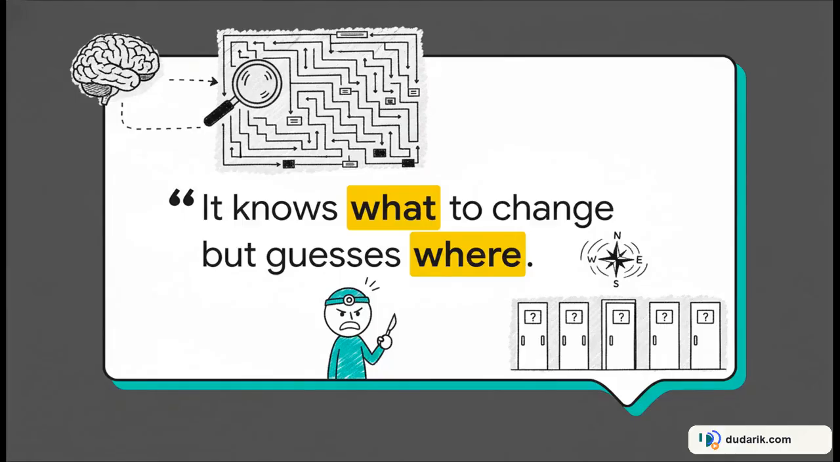You know, this quote from the source article hits the nail on the head. It perfectly describes the problem. The AI has the logic down pat, it knows what to do, but the sheer size of the codebase turns its work into a complete guessing game. It's kind of like having a world-class surgeon who can't even find the operating room.